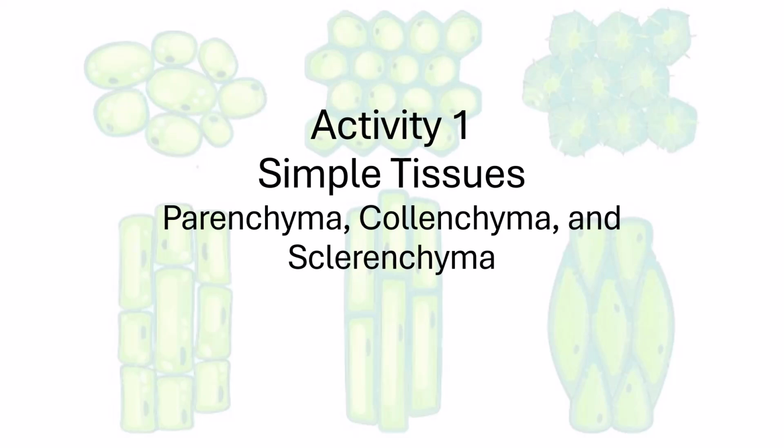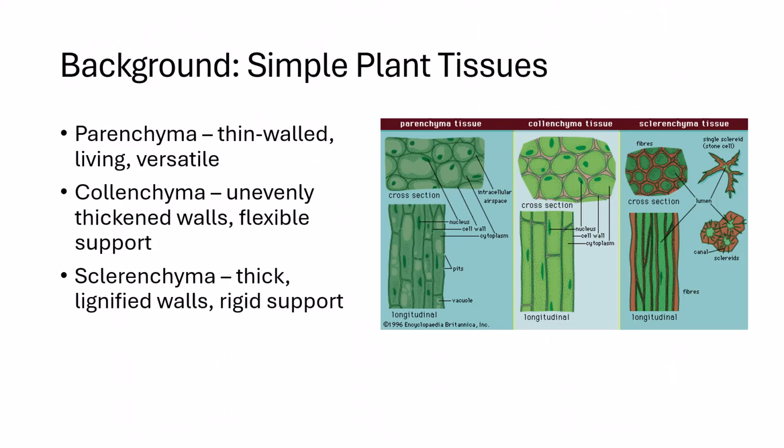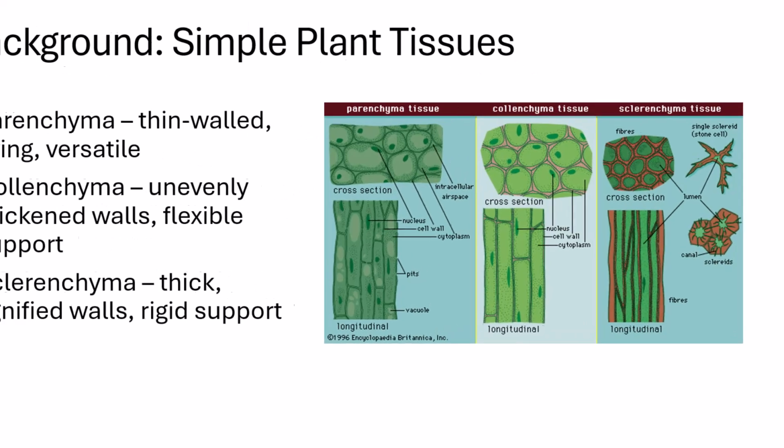In this activity, you'll examine three fundamental plant cell types that make up simple tissues: parenchyma, collenchyma, and sclerenchyma. These cells form the basic building blocks of plant organs such as stems, leaves, and fruits, and provide functions including storage, photosynthesis, flexible support, and rigid support. Plant organs are made of multiple tissues, and many of those tissues are built from three fundamental cell types.